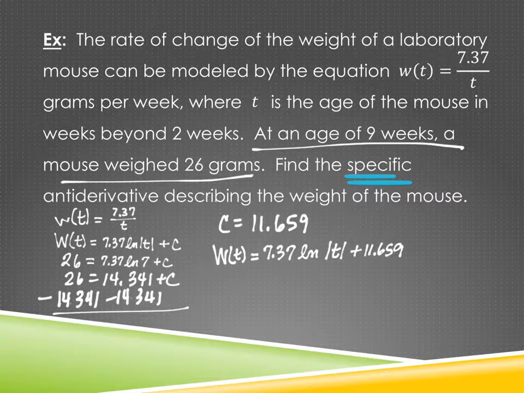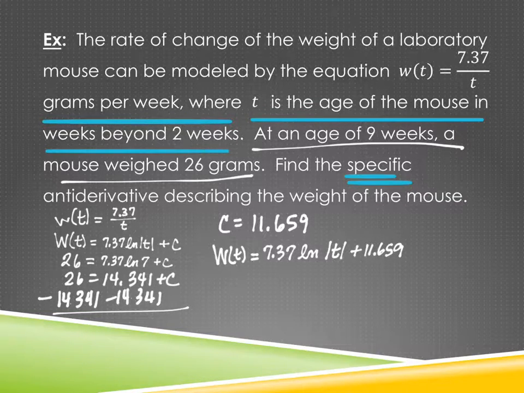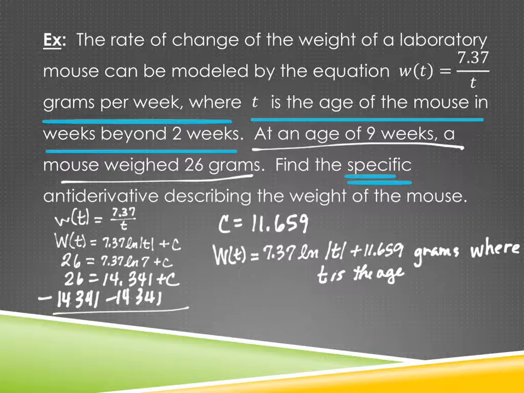Then I need the units part of this, so let's go back up and look at units on the original problem. The units says that this is in grams per week, and it's telling us that the t is being measured as the age of the mouse in weeks. I know it says beyond 2 weeks, but that won't affect the units on the output. So if I have grams per week, and I multiply it, remember this is an area, and I'm multiplying it by weeks, what do I end up with? Grams. So this is grams, where t is the age of the mouse in weeks beyond 2 weeks.